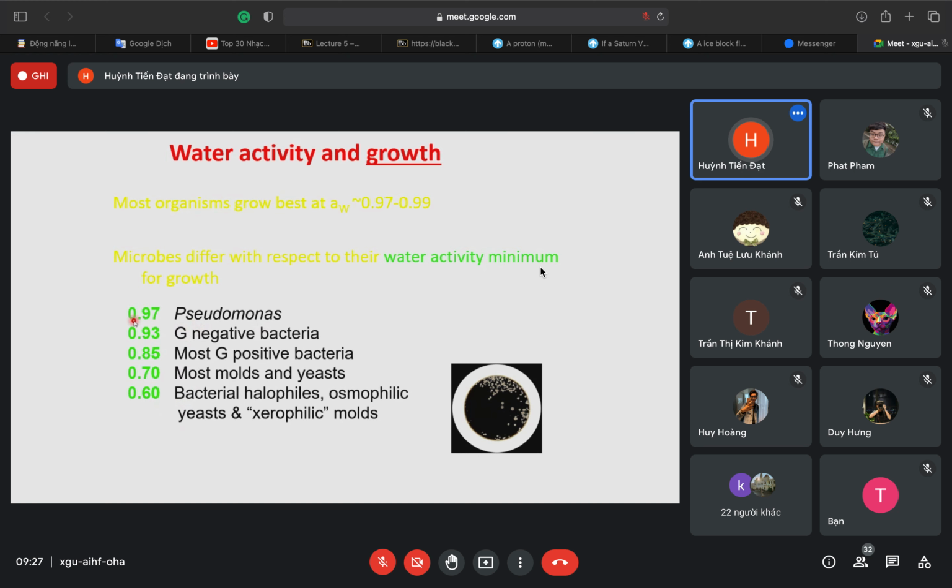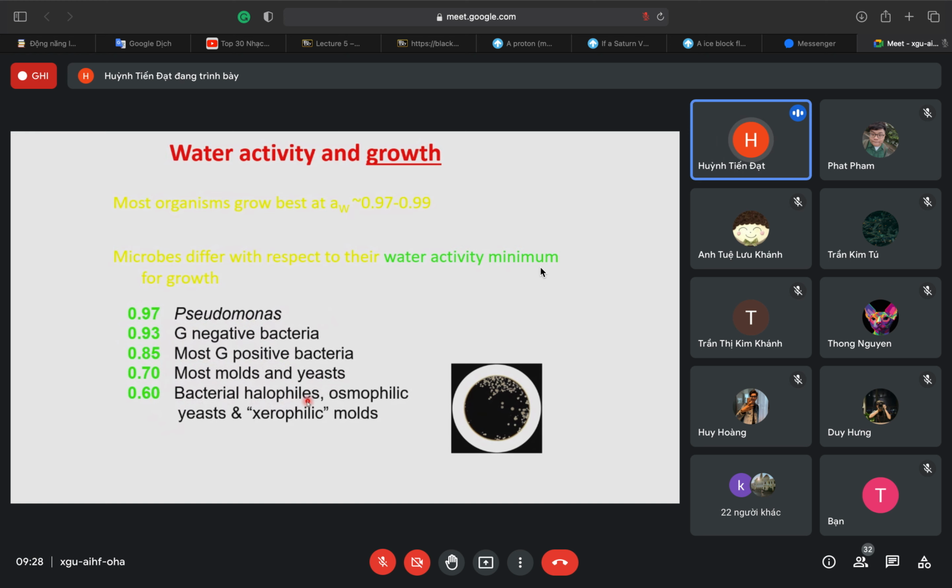Pseudomonas is around 0.97. This one generates slime in food spoilage. Gram-negative bacteria are around 0.93. That is the minimum, so less than this will not grow. At 0.85, that is most gram-positive bacteria. At 0.7, mold and yeast. Mold and yeast require at least 0.7.